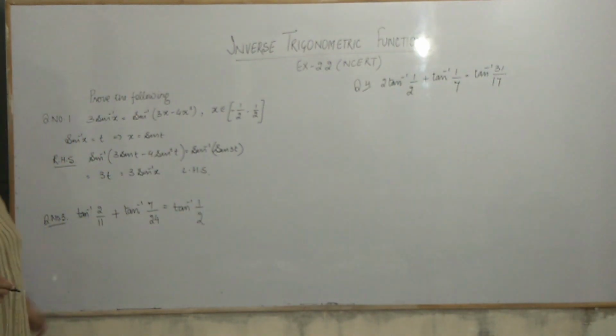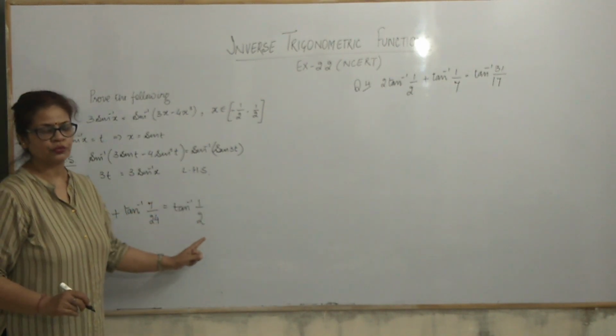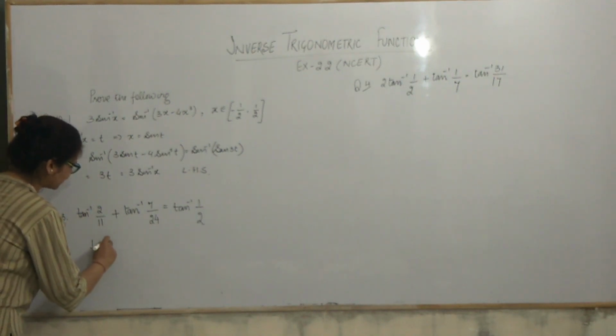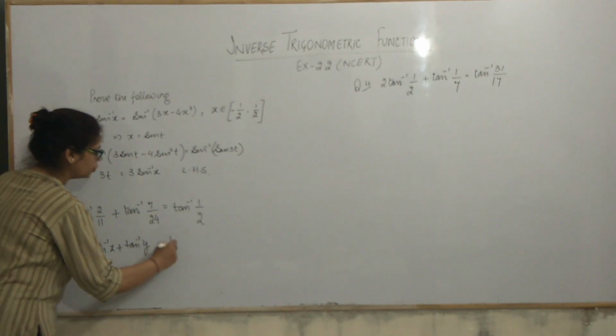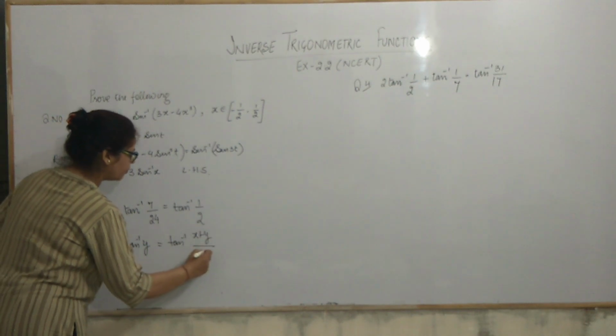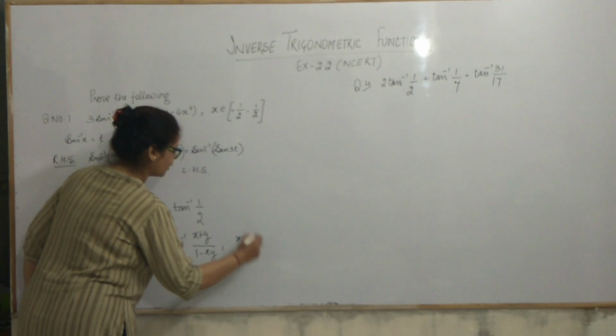The second question is the same, so I am taking the third question. Question number 3 says, prove that tan inverse 2 upon 11 plus tan inverse 7 by 24 is equal to tan inverse 1 by 2. Hope you remember the formula: tan inverse x plus tan inverse y is equal to tan inverse of x plus y upon 1 minus xy, where xy is less than 1.